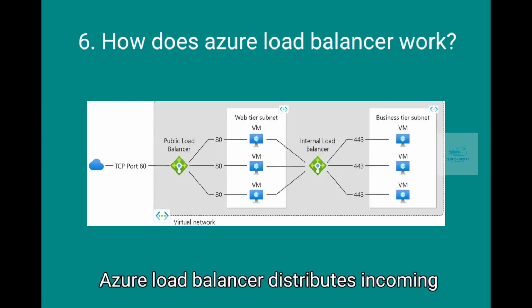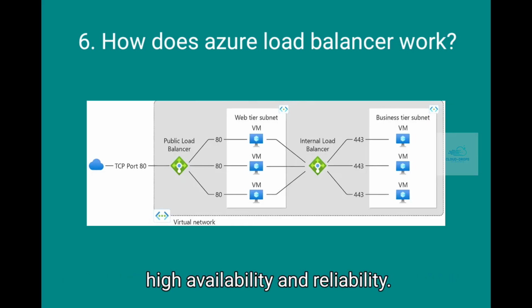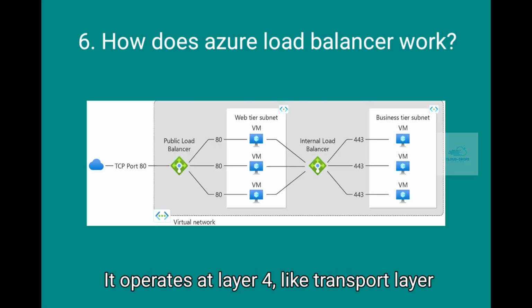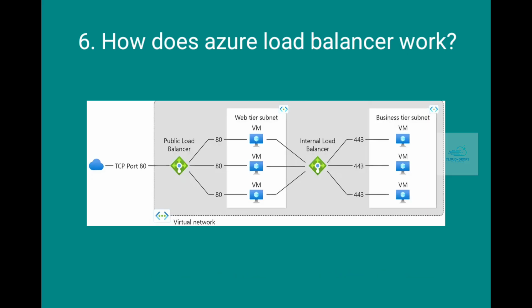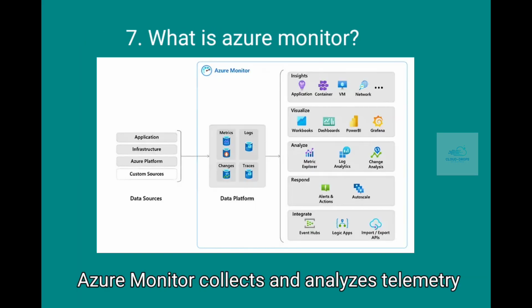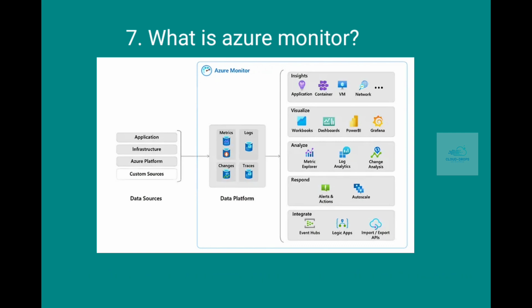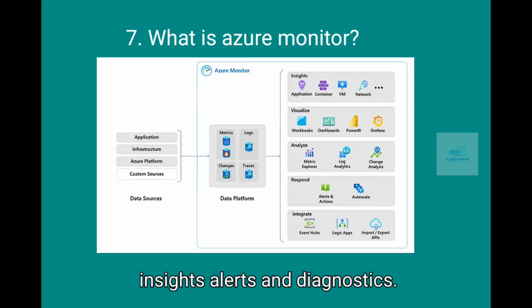Next one, how does Azure Load Balancer work? Azure Load Balancer distributes incoming traffic across multiple virtual machines to ensure high availability and reliability. It operates at layer 4, like transport layer of the OSI model. Next one, what is Azure Monitor? Azure Monitor collects and analyzes telemetry data from Azure resources to provide performance insights, alerts, and diagnostics.